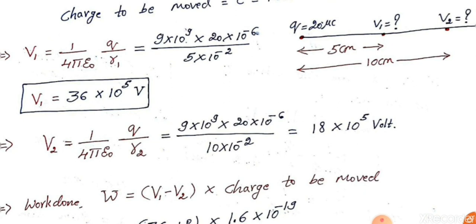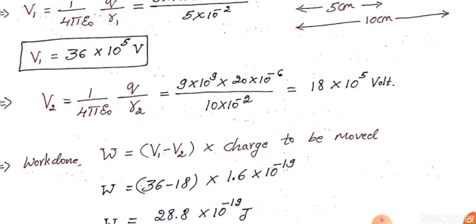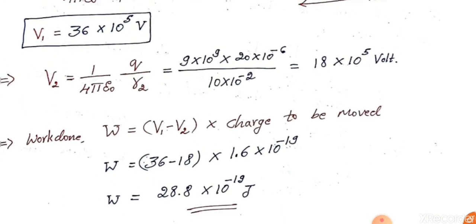After finding V1 and V2, we have to find the work done. Look at the formula: work done is V1 minus V2 into the charge to be moved. How did we get this formula? We got it from V is equal to W by q, from the potential definition. Potential is equal to work done by the charge, right? So we can write W is equal to V into q. Instead of V, we write the potential difference, so it is V1 minus V2 into the charge to be moved.